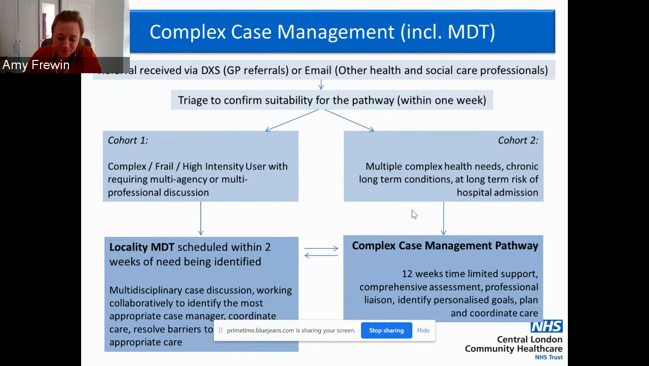The referrals that potentially aren't suitable are those where there's a single need or issue that has been identified that could be addressed by one single professional group. So, for example, if a patient needed a carers assessment, then that wouldn't necessarily be appropriate to come through complex case management, but you could complete an onward referral to adult care services for that to be addressed. Or likewise, if a patient needed a therapy assessment, that would go through the usual routes to the community therapy team. So within each locality, we have a dedicated complex case manager.